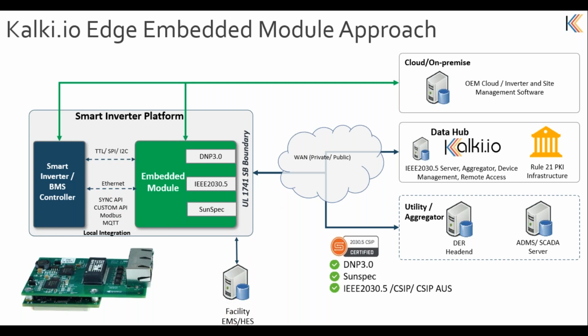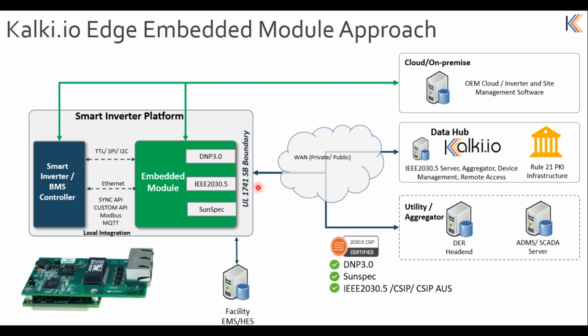Here, if you have a local facility EMS or an HES system, you can exchange data with those systems on DNP3, SunSpec, or MQTT, whatever it may be. At the same time, you can also send the data to the utility system on 2030.5, SunSpec or DNP3. So 2030.5, again, has different versions or different profiles. We support CSIP, that is the Common Smart Inverter Profile, which is defined in the US, as well as a profile for Australia as well. So both profiles are supported as a configuration option in the software.